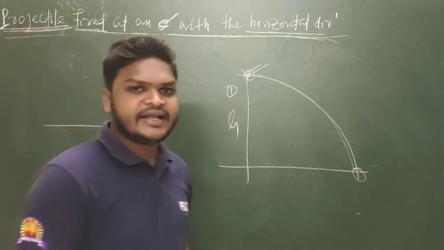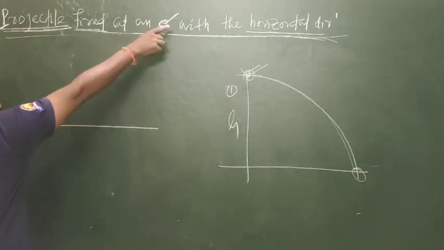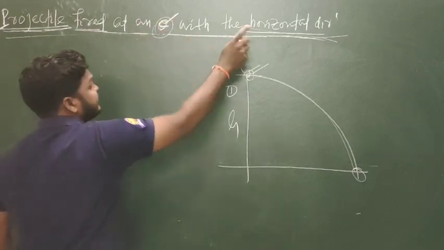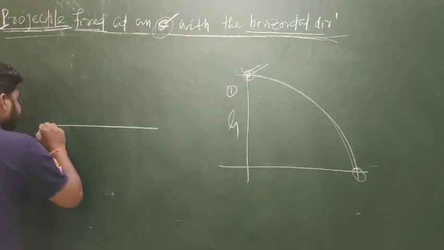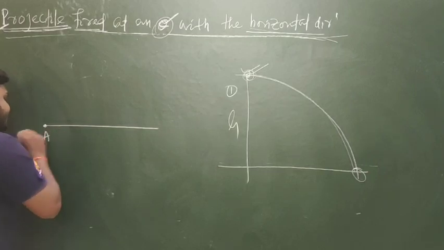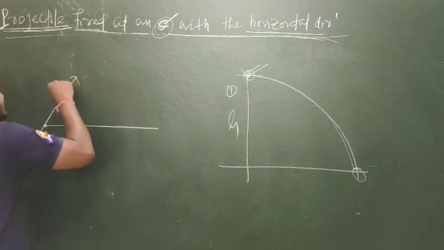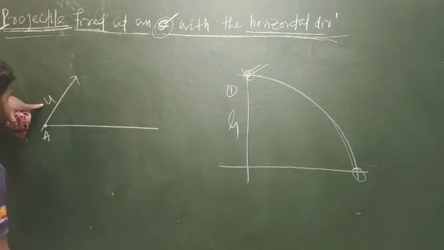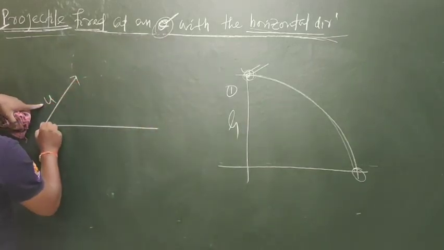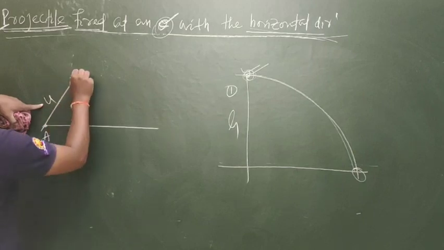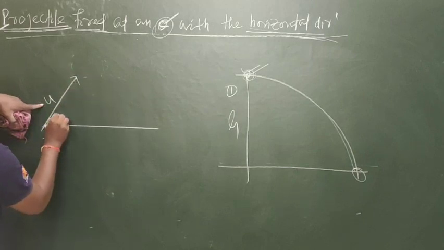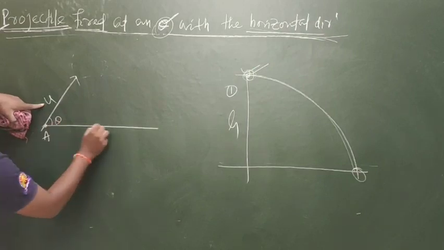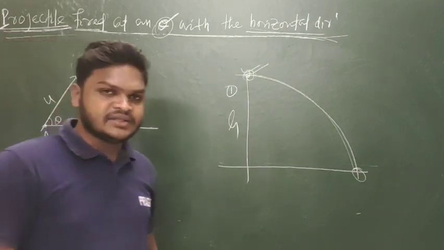So this is the horizontal direction, and the projectile body is fired at an angle theta with the horizontal direction. Suppose the body is projected from a point with initial velocity u. When the body is projected from a point with initial velocity u, it makes an angle theta with the horizontal direction.